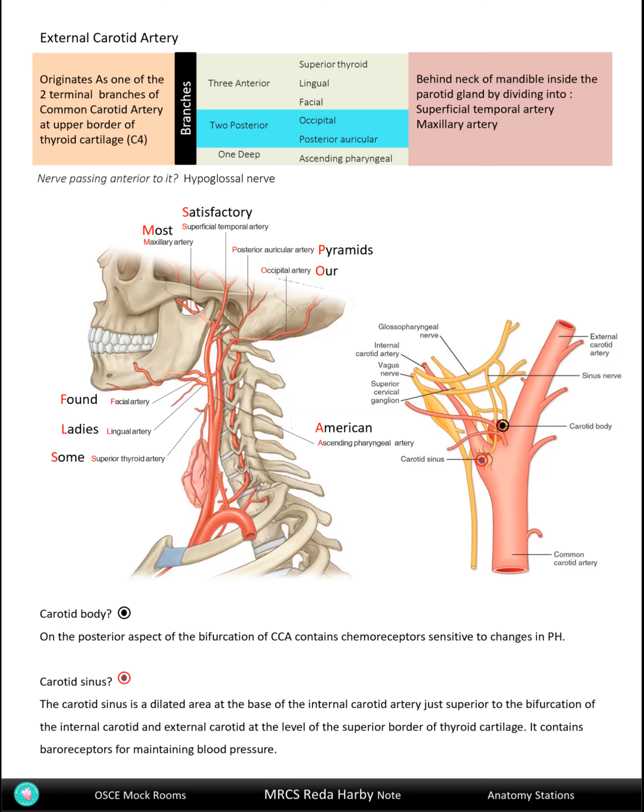Very nice. The sinus is a dilatation, so it is sensitive to changes in pressure. It is a dilatation at the base of the internal carotid artery, just above the bifurcation of the CCA, containing baroreceptors maintaining the blood pressure. What are the two terminal branches? Behind the neck of the mandible, inside the parotid gland, the external carotid divides into two terminal branches, superficial temporal and maxillary, as you see here.